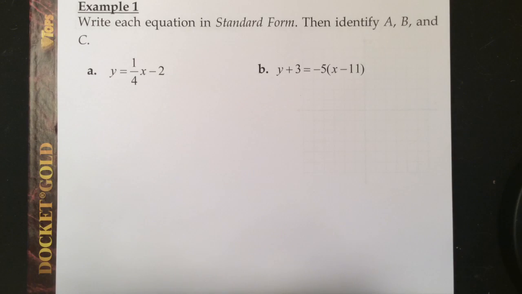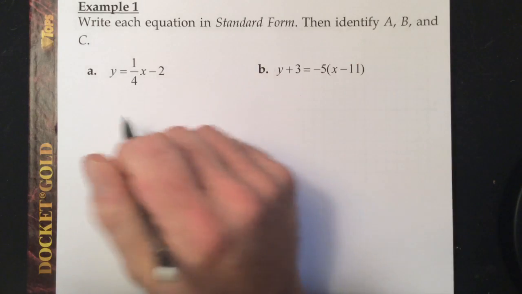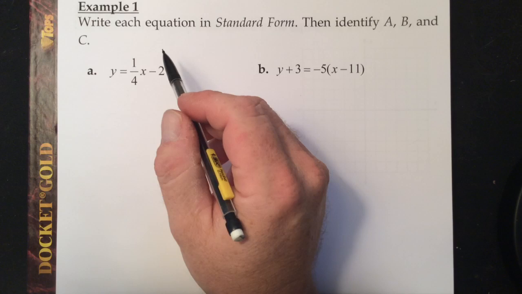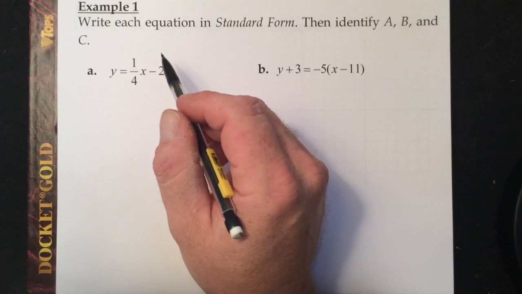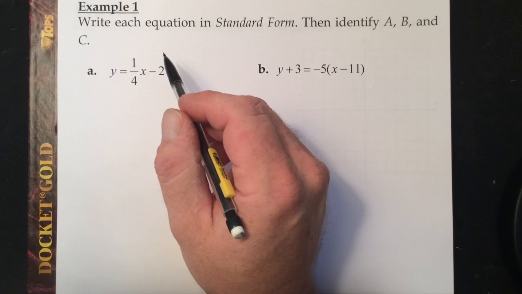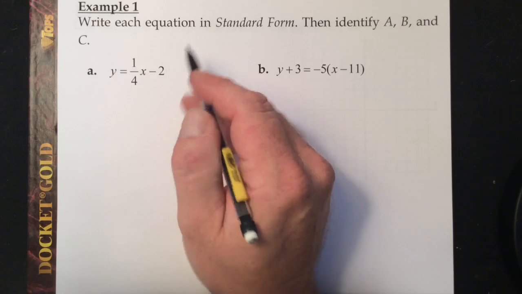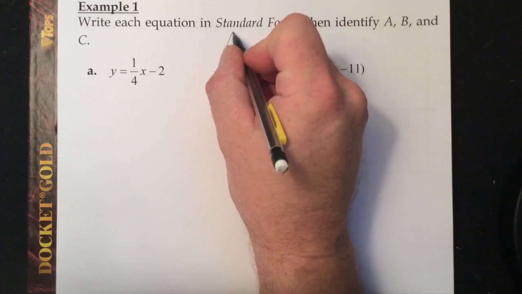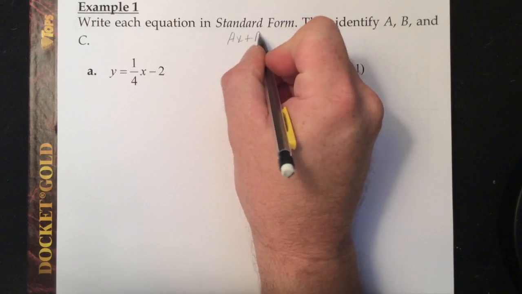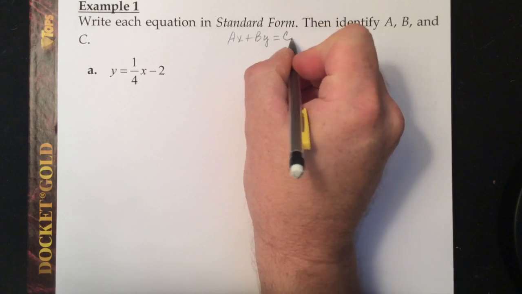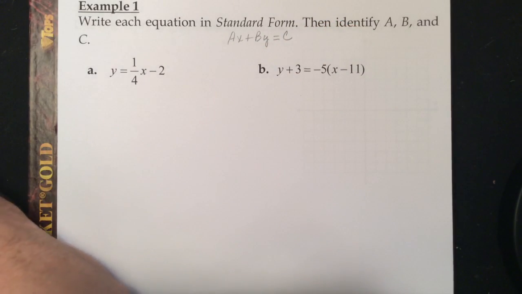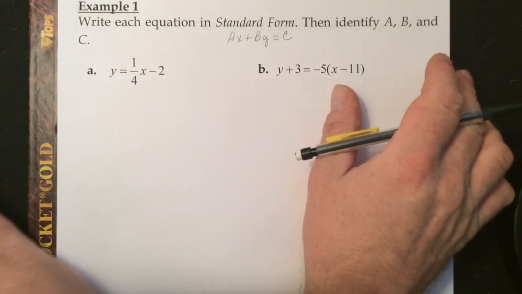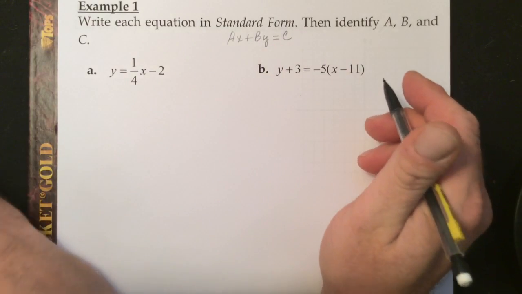Remember that in standard form, A cannot be negative. It has to be a whole number. And then all three, A, B, and C, must be whole numbers. B and C have to be integers. There shouldn't be any fractions or decimals. So standard form is written Ax plus By equals C. Notice that x and y terms are together on one side and the constant is on the other side.